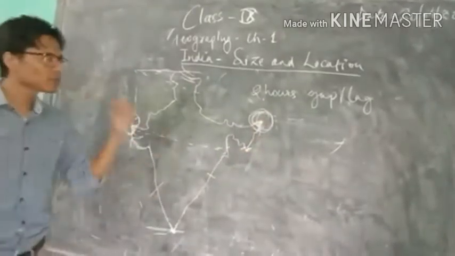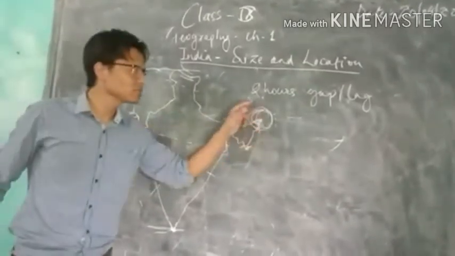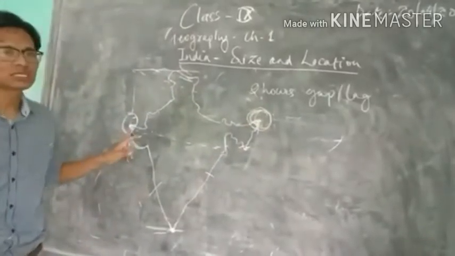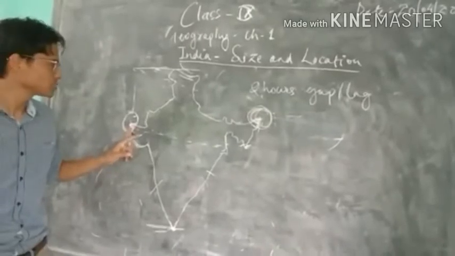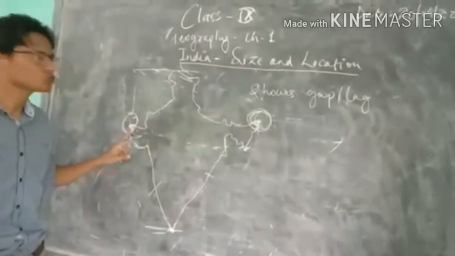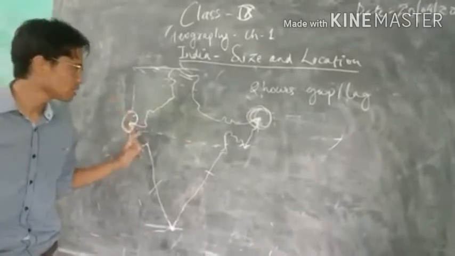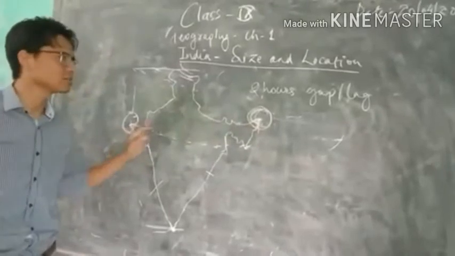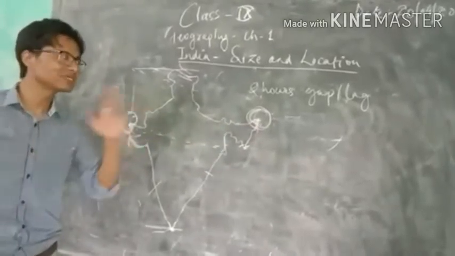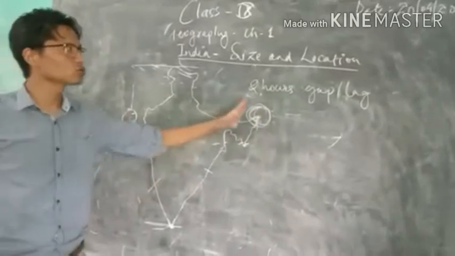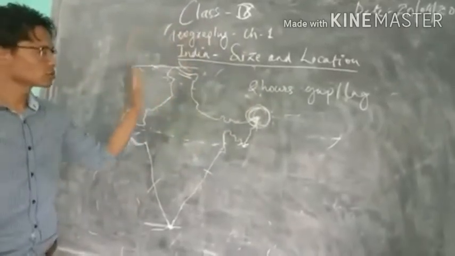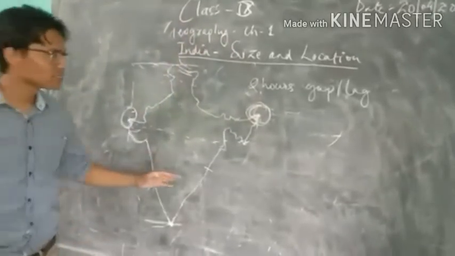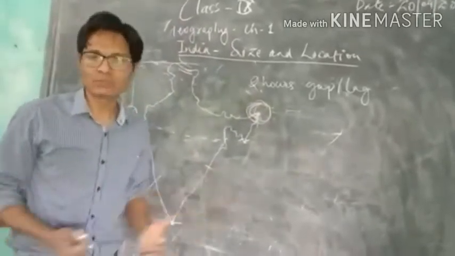Suppose it's 6 a.m. in Arunachal Pradesh. Then it should not be 6 a.m. over here, because it is 2 hours late. It should be 2 hours later than 6 a.m., according to the sunrise or the sunset. But practically, in reality, we have the same time zone, the same time.